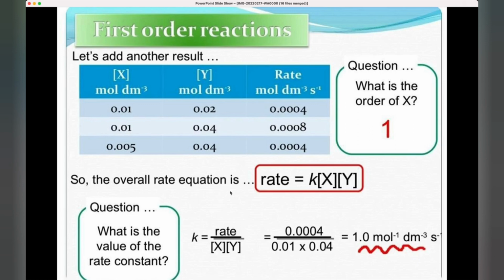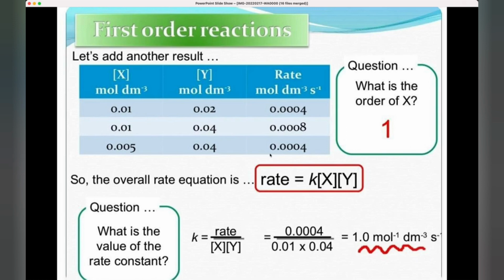So the overall rate equation, you express it in this form, that is rate = k [x][y]. K is what? It is the rate constant. So now the question is, what is the value of the rate constant here? That is, what is the value of k? So in order to find out that k, you place k alone on one side, then bring x and y down to the other side, and you get rate/xy is equal to k.